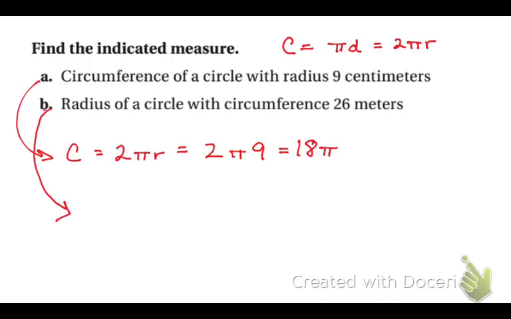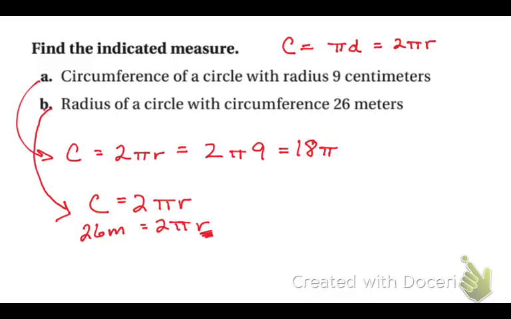They're looking for the radius of a circle with a circumference of 26 meters. So you're given the circumference. We're using radius and circumference. There's our formula, C equals 2 pi r. We need to go at it a little bit differently because you're given the circumference: 26 meters is equal to 2 pi r, and they're asking you for r.